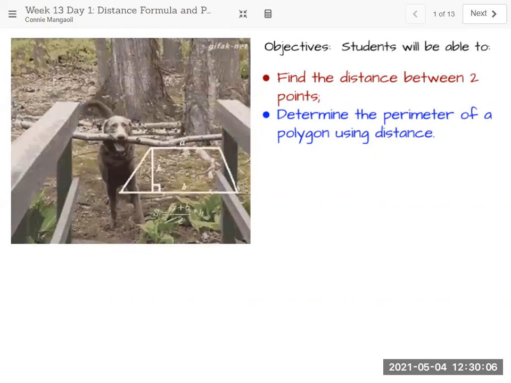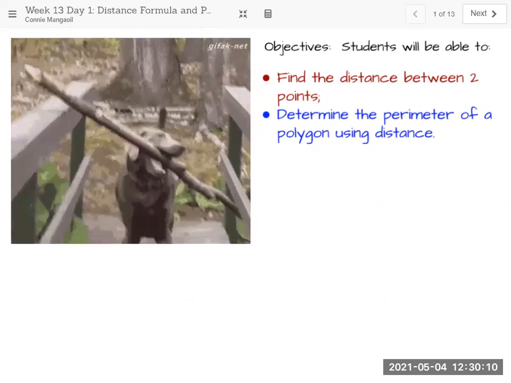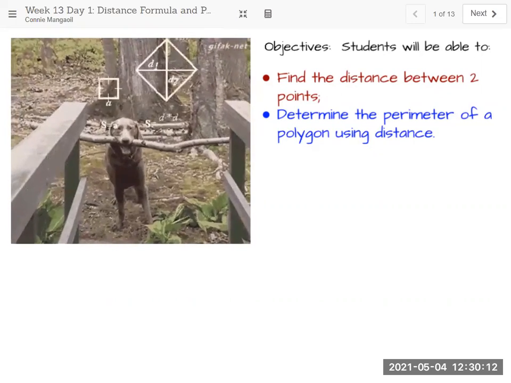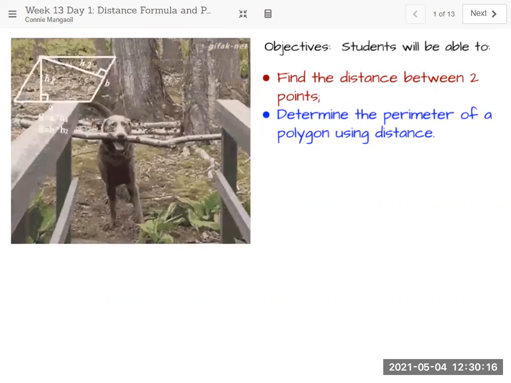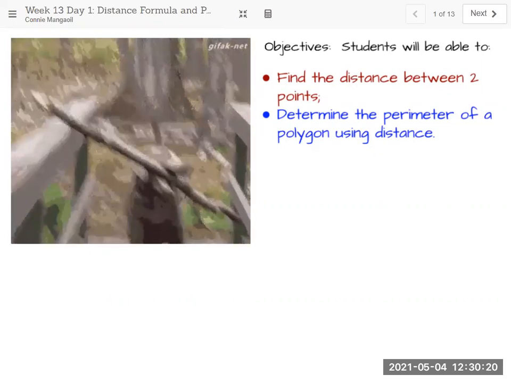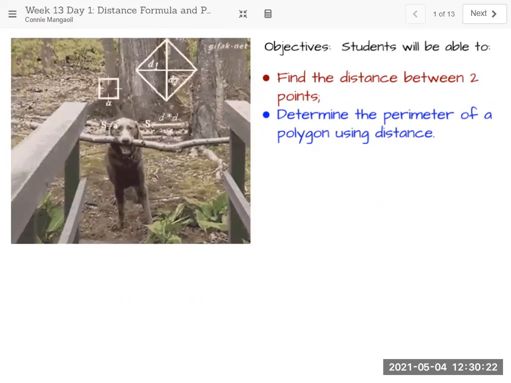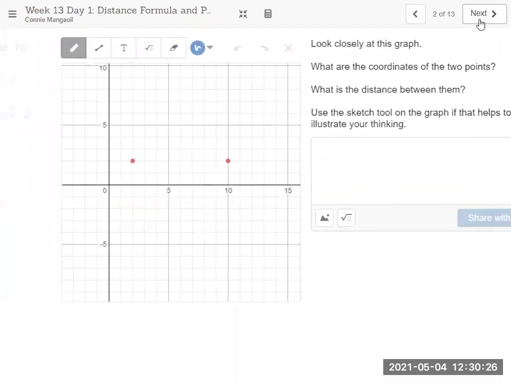All right. So again, we will find the distance between 2 points, and we will find the perimeter of a polygon, specifically a triangle, by finding the distance between the vertices of the side. We want to find the length of each side of a triangle. Okay, let's move on. Slide number 2.